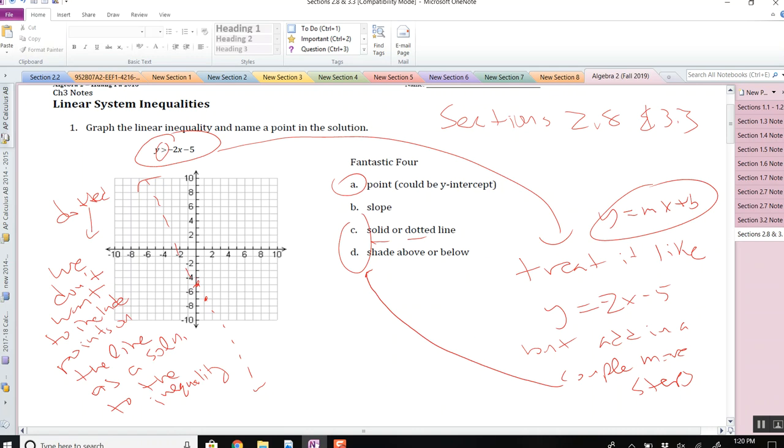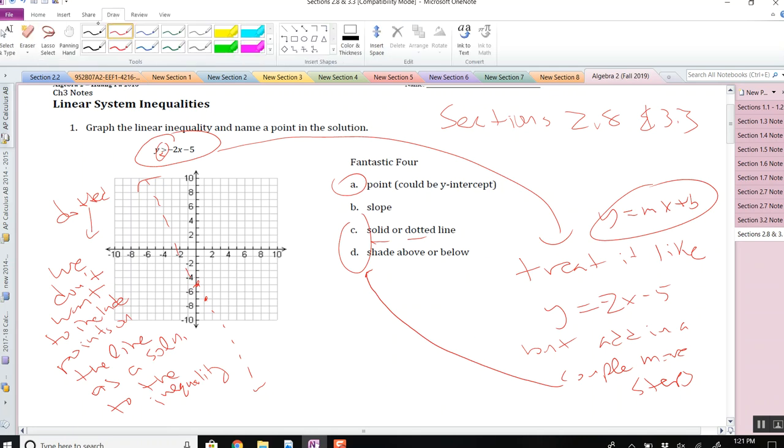So, for example, 0, negative 5 is a point on this line. Well, if you plug in negative 5 for y and 0 for x, you're going to get negative 5 is greater than negative 5, which of course is not true. If it's greater than or equal to, then we'll do a solid line because any point on the line would then satisfy the inequality. But any points on the line here won't satisfy the inequality, so we don't want it. So that's why we do a dotted line. So something to keep in mind there.